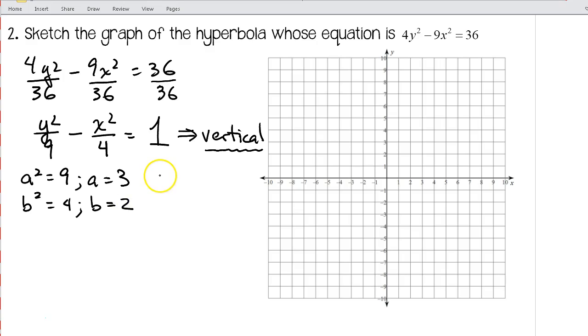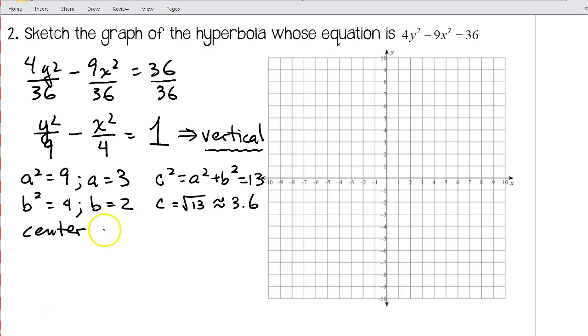And we're going to find c, because we're going to use that later. So c squared is a squared plus b squared. So a squared plus b squared is 13, which means that c is the square root of 13, which is about 3.6. Okay, so we see that this is really y minus 0 squared, and it's really x minus 0 squared. So we know that our center is going to be at 0, 0. So let's go ahead and graph that. There's our center at 0, 0.